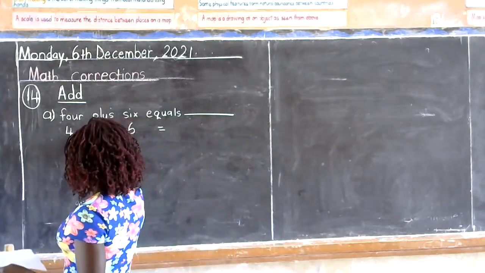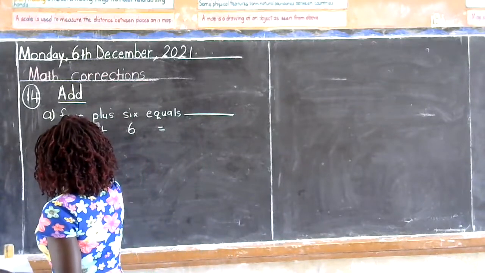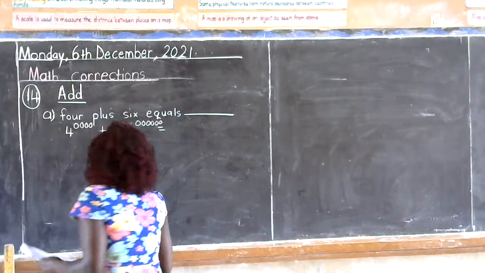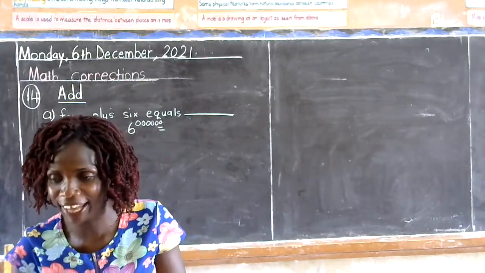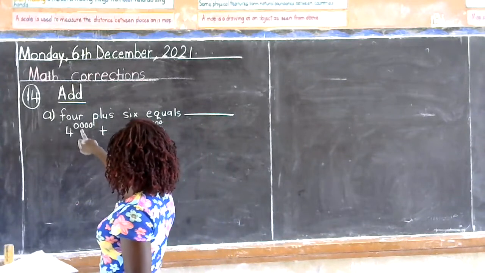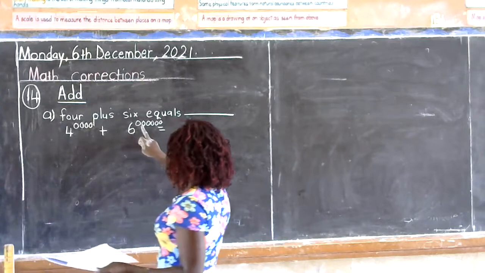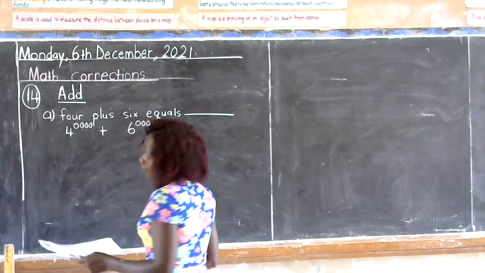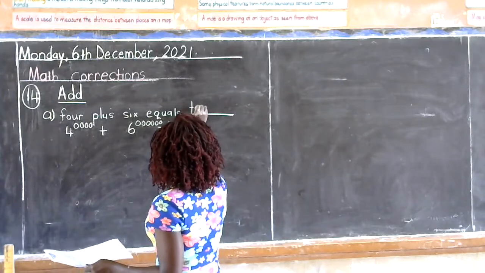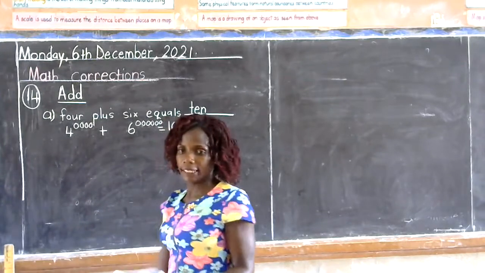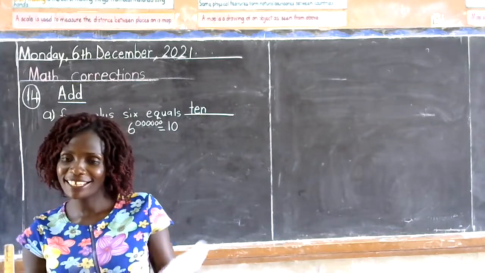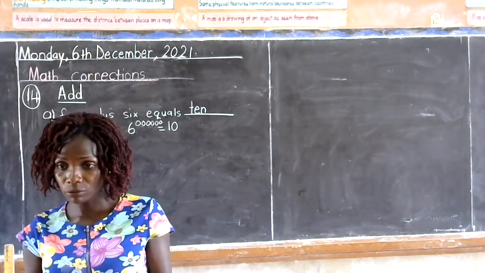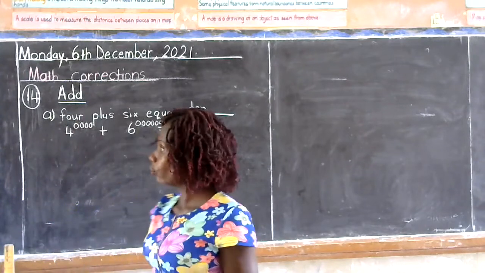Now, where number 4 is, we draw 4 balls. Where number 6 is, we draw 6 balls. Then after we add them together. Can we add them? 1, 2, 3, 4, 5, 6, 7, 8, 9, 10. The answer is 10. Then here we write our answer in words. That is how we show the working. But some of you were just putting the word 10 without showing the working, and some of you failed that question because you did not show the working.